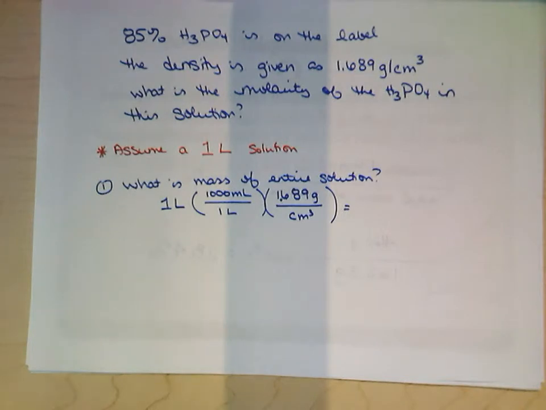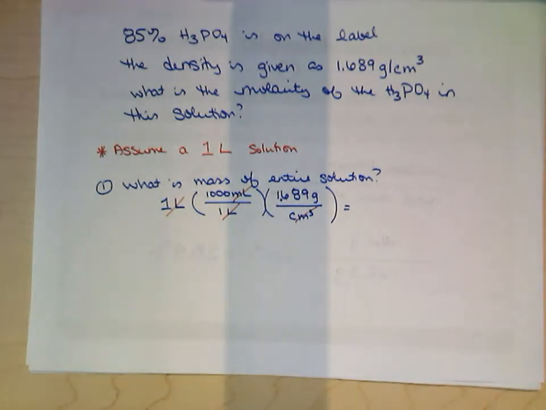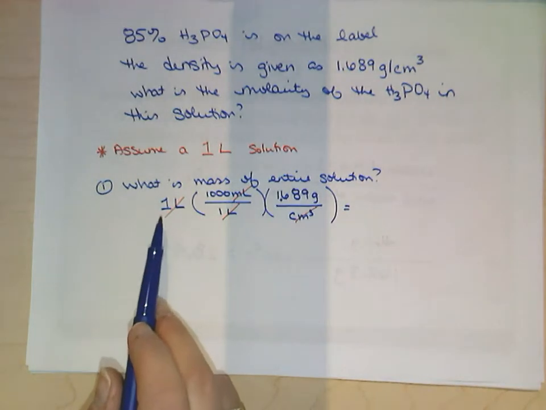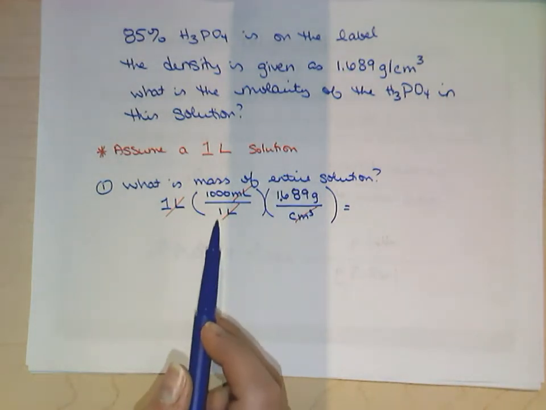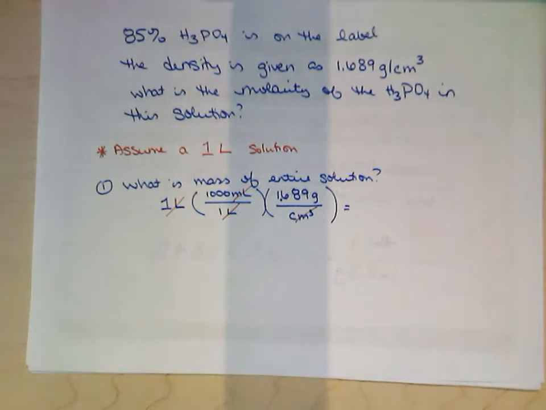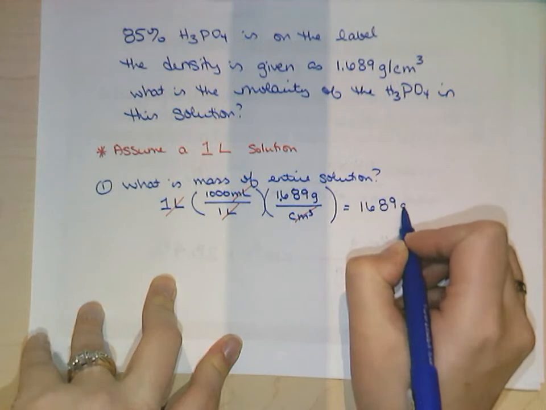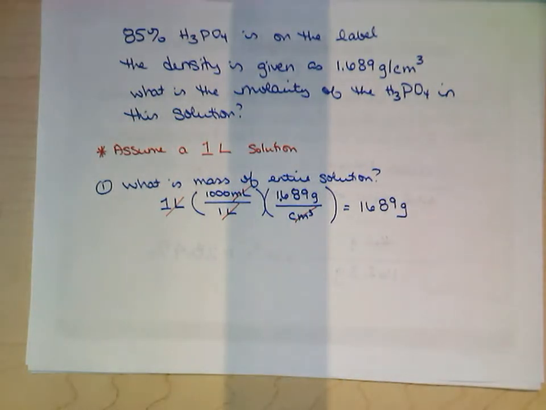All right, so I had 1 liter, so I converted that to milliliters so I could use the density. And now I'm in grams. If this has a ridiculous number of significant figures, how does this play in? Do I care about how many sig figs are in a conversion factor? No, we do not. We care about this. It has 4 sig figs, so we get 4 sig figs in the final answer. So I know that 1 liter of that weighs 1,689 grams.